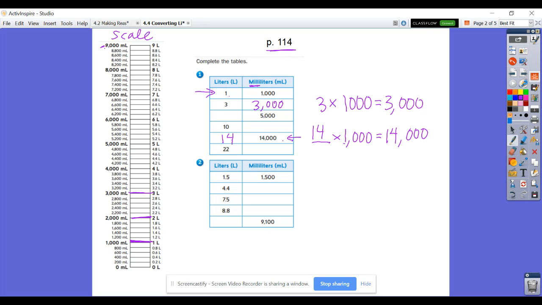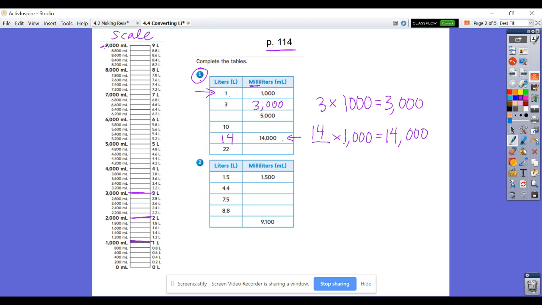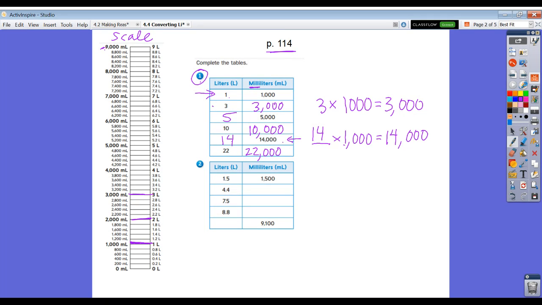I want you to pause the video now and try the rest of problem 1 on your own. Play back when you're ready to see the answers. So now you're checking your work. 5 liters was 5,000. 10 liters was 10,000 milliliters, and 22 liters, 22,000 milliliters. Give a woohoo if you agree. And if you didn't, go back and check your work. Maybe replay this part of the video where we did the couple together so that you can feel comfortable with those.